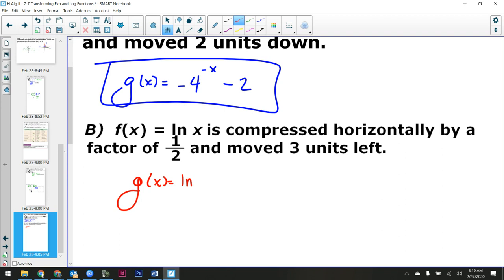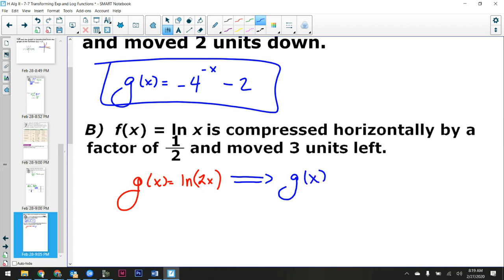What's going to happen to my 1/2? It's going to turn into a 2. And then inside the parentheses, it's going to move to the left 3. Now, watch here. This is important, everybody. This is halfway there, right? I have not done my left 3. Watch this. Here we go.